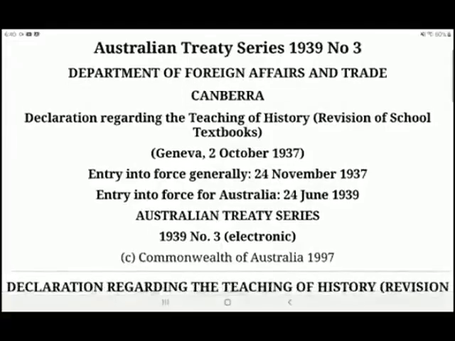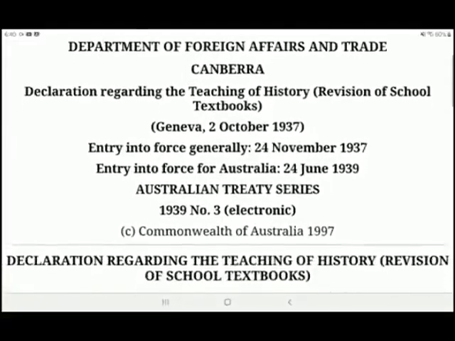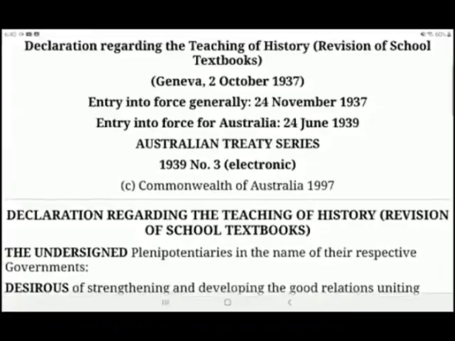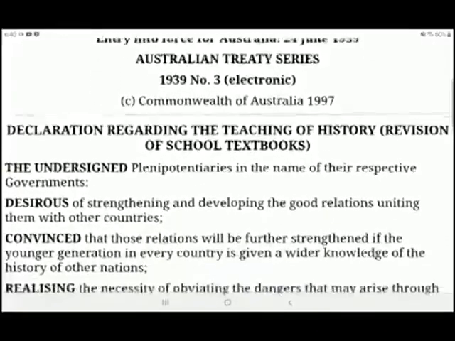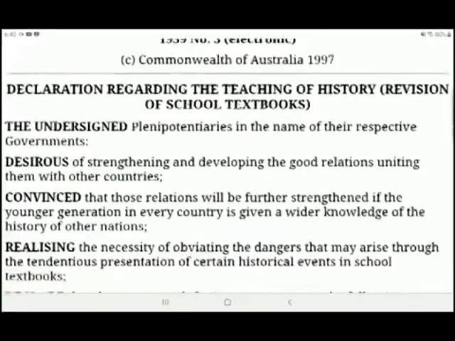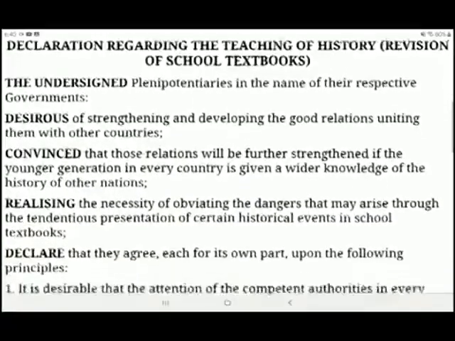In 1939, at the beginning of the Second World War, a treaty was forced into entry called the Declaration Regarding the Teaching of History, Revision of School Textbooks.